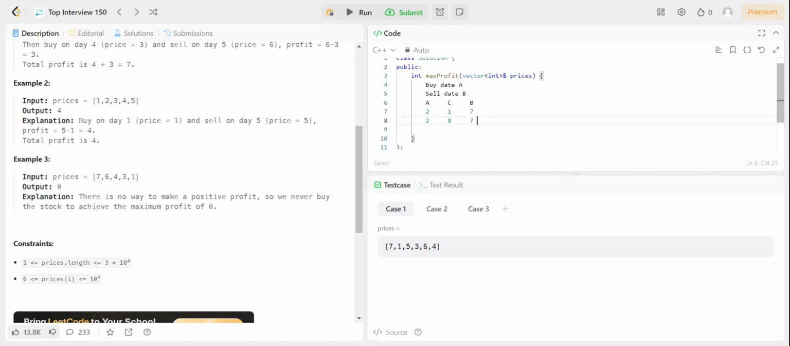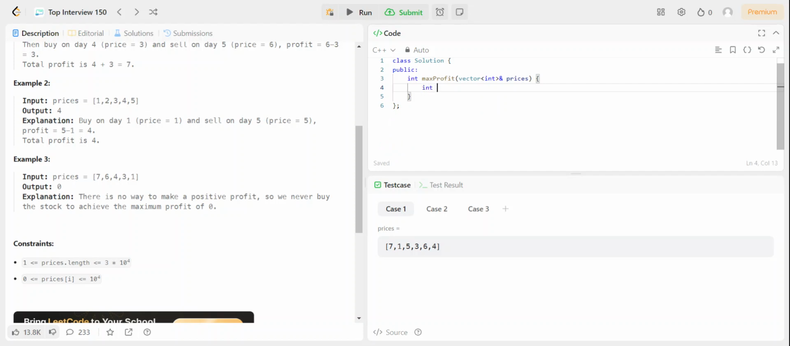So that means we update our buy dates every time. And if we see a chance to make a profit, we would immediately sell the stock and make a profit. So how do we implement that into code?